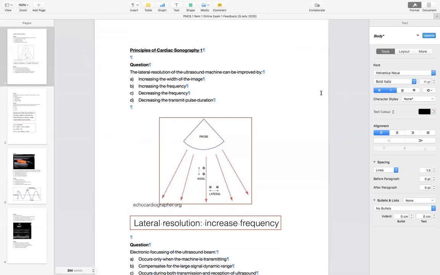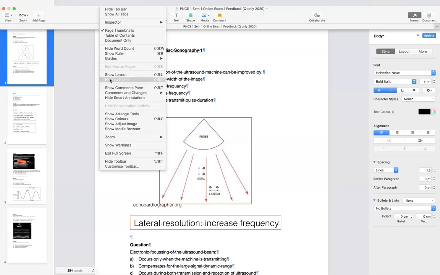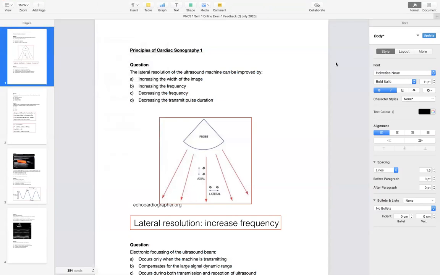So, one of the questions that proved difficult was the following question. The lateral resolution of the ultrasound machine can be improved by what? Increasing the width of the image, increasing the frequency, decreasing the frequency, decreasing the transmit pulse. They're the 4 possible answers. 3 distractors and 1 answer.